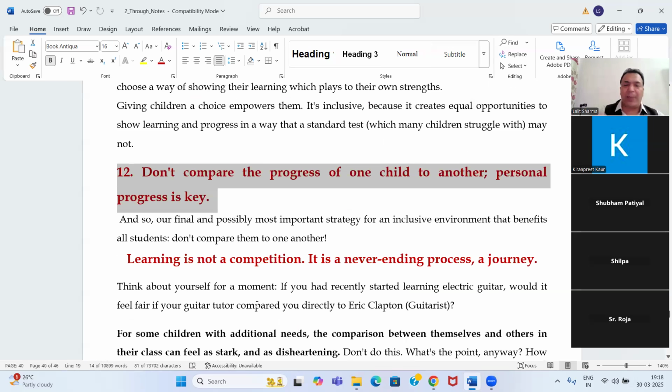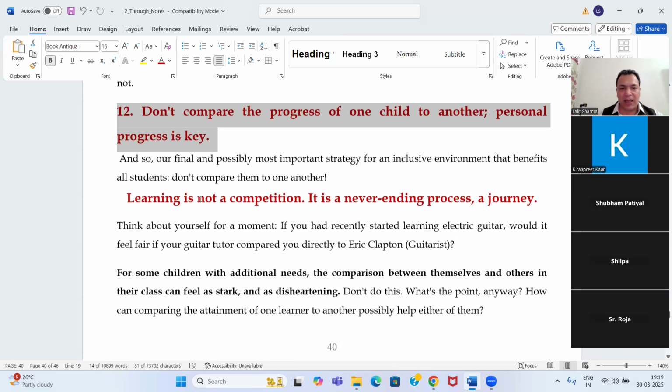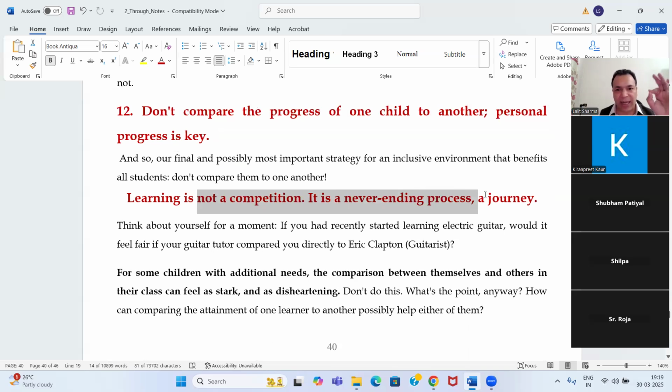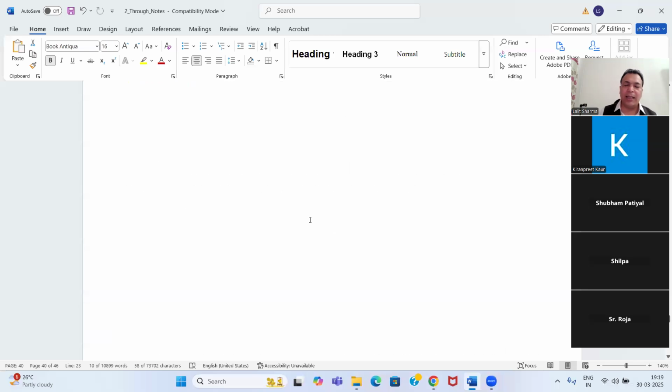Yes, even in the family, you have a son and daughter, you cannot compare the son with the daughter. You have two sons, you cannot compare one son with the other son. Okay, do not compare the students. Every student comes with a unique capability, right? Learning is not a competition, it is a never-ending process of inner growth and development, right? It's a journey, guys. It is a journey, right?